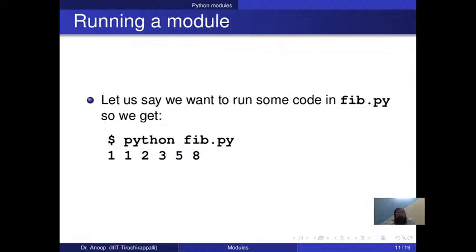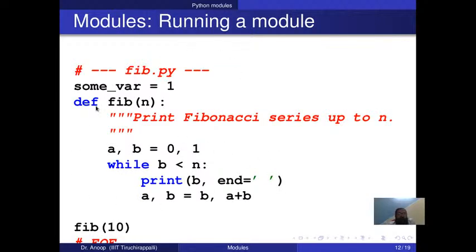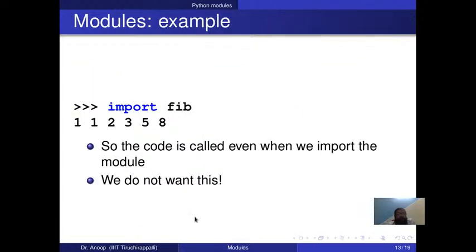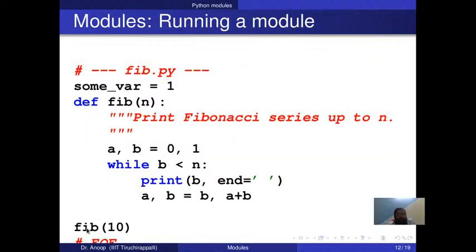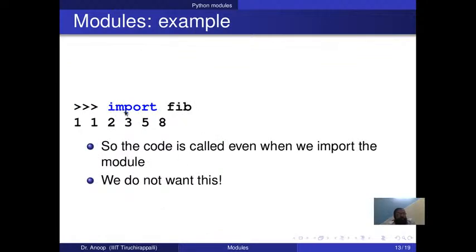Okay, so how do you run a particular module? Let's say you want to run a module fib.py. So you can do python fib.py and get 1 1 2 3 5 8. And you can run it as a module also. Say this is a complete program where you have one variable and a function, and then you have the function call. So you can actually just call it fib of 10. That way also you can run it. And you can just do an import fib.